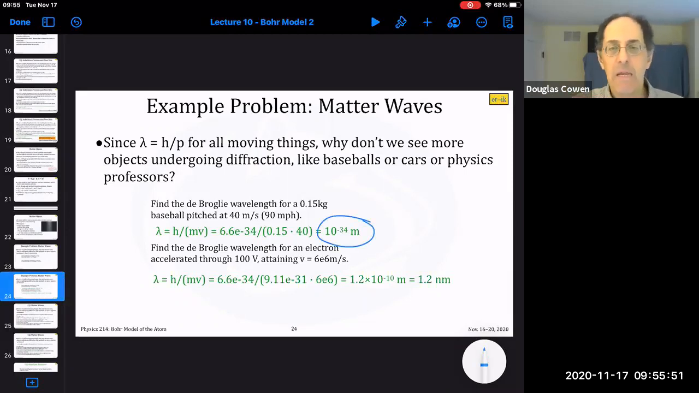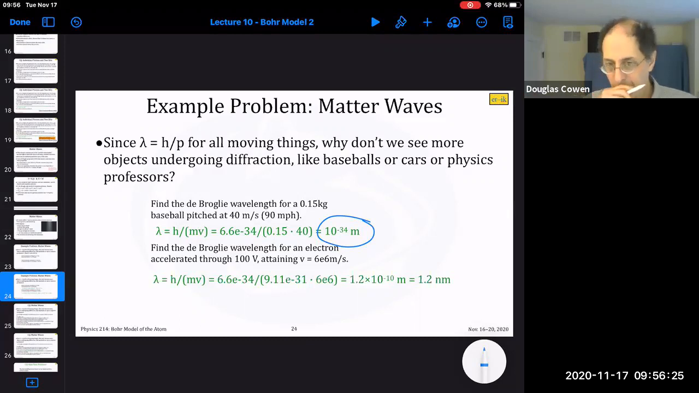So you need slits to be separated by roughly the wavelength in order to get diffraction, or slits to have an opening size that's roughly equal to the wavelength in order to get diffractive effects. There is no way that you can make a slit width 10 to the minus 34 meters wide. It just doesn't exist. Can't do it. So you're never going to see an object like a baseball or a car or a physics professor diffract.